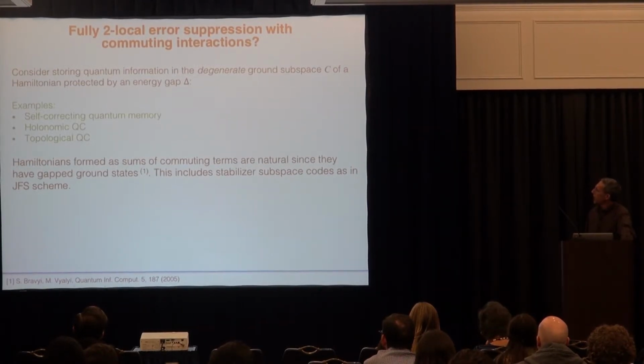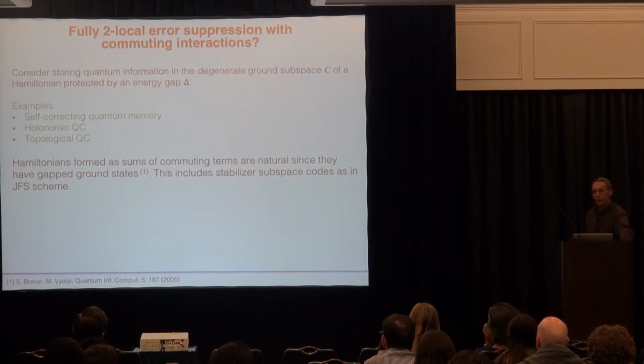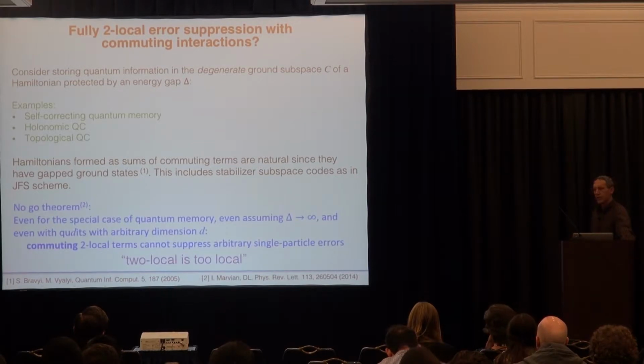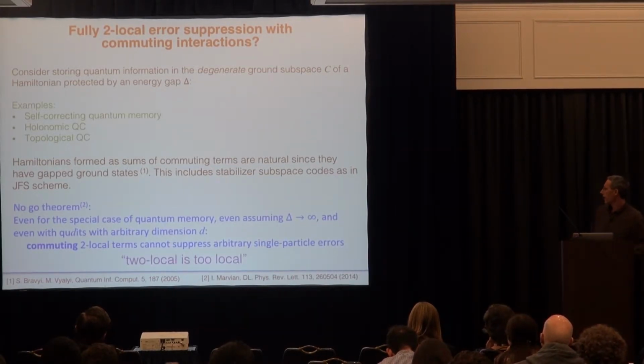Now, you might ask, can we do fully 2 local error suppression in this setting of storing quantum information in a degenerate ground subspace with a constant gap? And the answer is no, there's a no-go theorem that appeared in this paper with Iman Marvian.